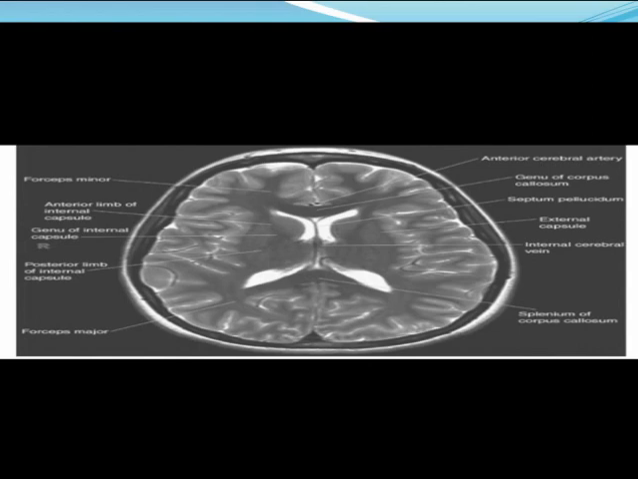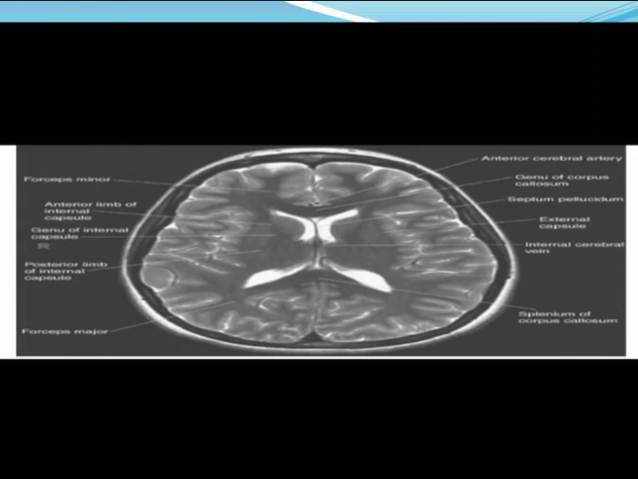Corpus striatum? When you look carefully, especially more obvious on T1, you can see some faint fibers connecting the lentiform nucleus to the head of the caudate. Yes, these striations. So this whole thing, the lentiform nucleus with the head of the caudate, is called the corpus striatum, because it is connected by striations. Look carefully in good images and you'll see it.